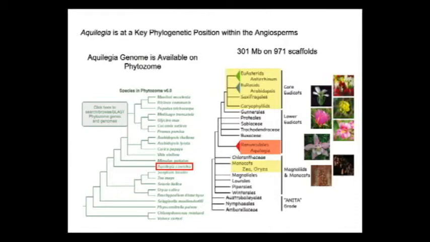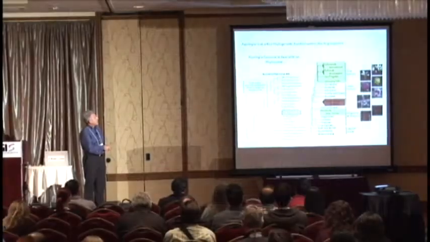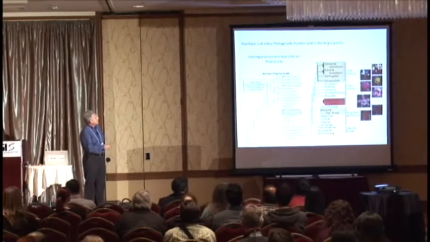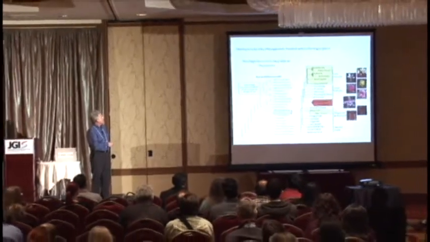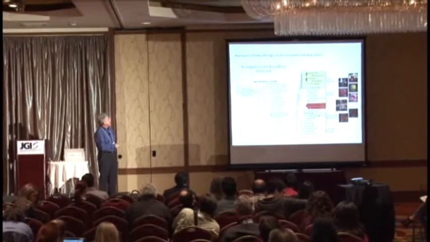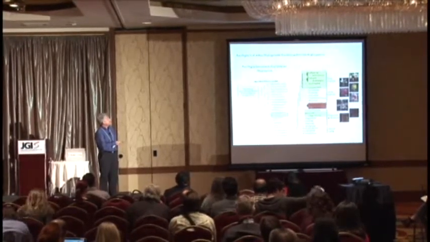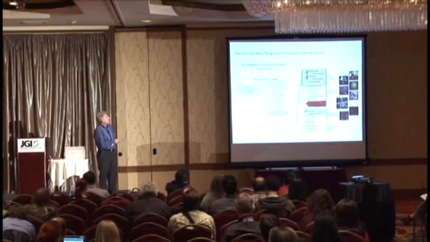One of the big reasons that we put forward for why we should sequence Aquilegia is that it has a really unique, phylogenetically important position in the angiosperms. Here on Phytozome, we see the species that are sequenced on version 6, and here's another phylogeny for the angiosperms. Most of the species that have been sequenced are down here in the monocots. This branch down here is the branch for the angiosperms on Phytozome. And things up here are in the core eudicots. But really nothing in between.